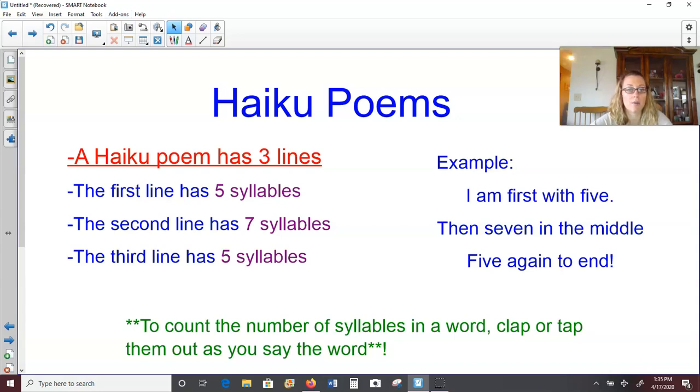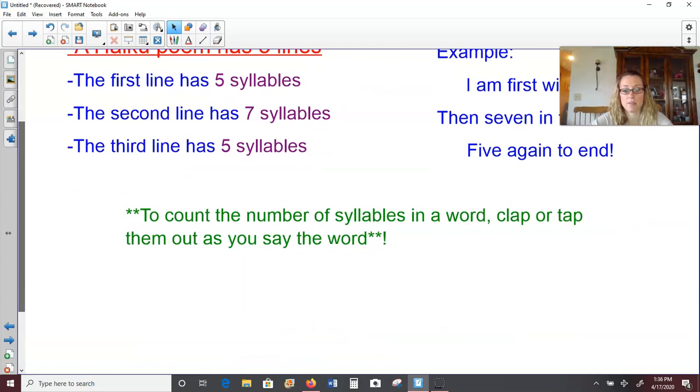And using a haiku format, there is a poem off to the right here that actually can help you remember what a haiku is. It says, I am first with 5, then 7 in the middle, 5 again to end. And it's talking about the syllables. Haiku poems are all about the syllables, which are the sounds that you tap out or you can clap out. So if we just check on this poem, just to make sure it is a haiku, I am first with 5. That was 5 syllables. Then 7 in the middle. 7 syllables. 5 again to end. 5 syllables. So it goes 5, 7, 5. So you can try to clap or tap out the syllables as you go.